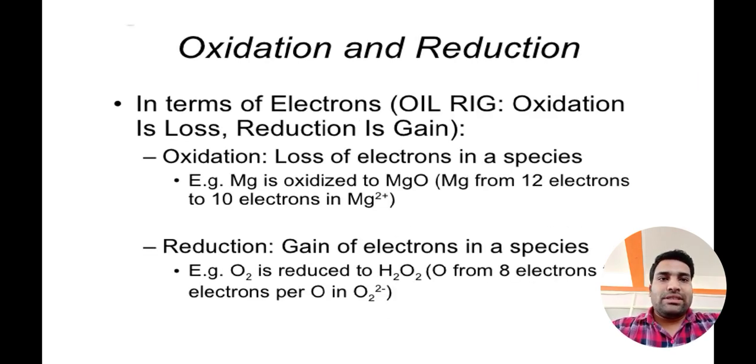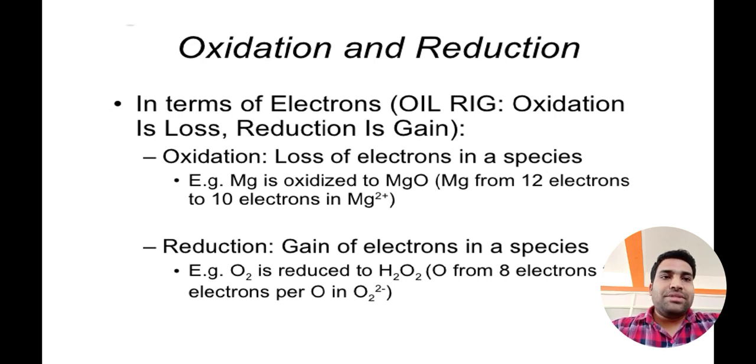Oxidation and reduction in terms of electrons. We have a shortcut for that, OIL RIG. OIL RIG is a short form to remember oxidation and reduction in terms of electrons. OIL means oxidation is loss of electrons. RIG means reduction is gain of electrons. In detail, oxidation is loss of electrons in a species. Example, magnesium is oxidized to MgO.